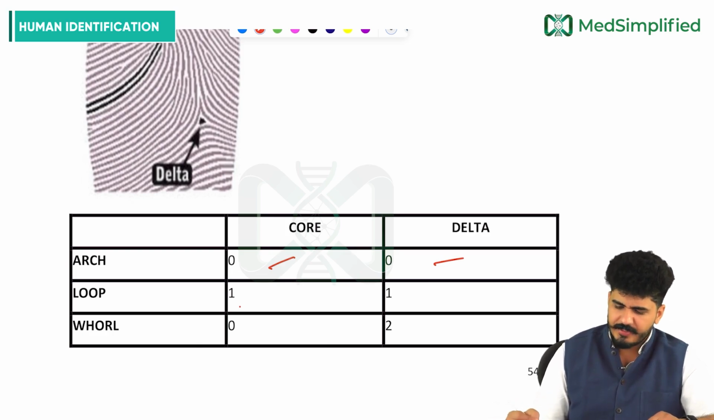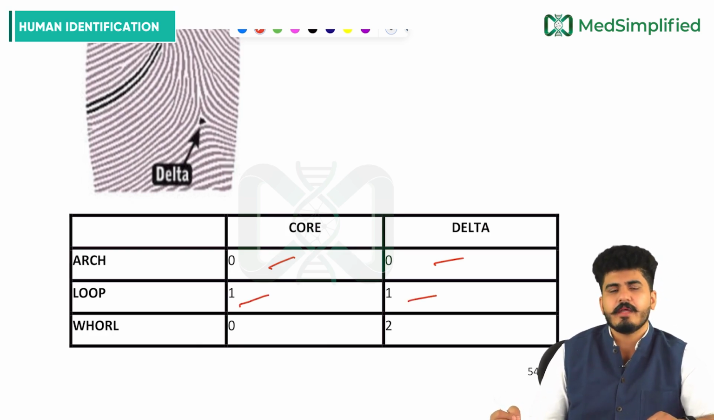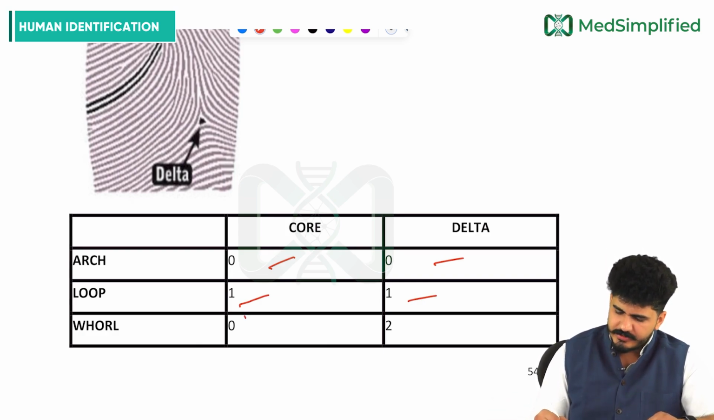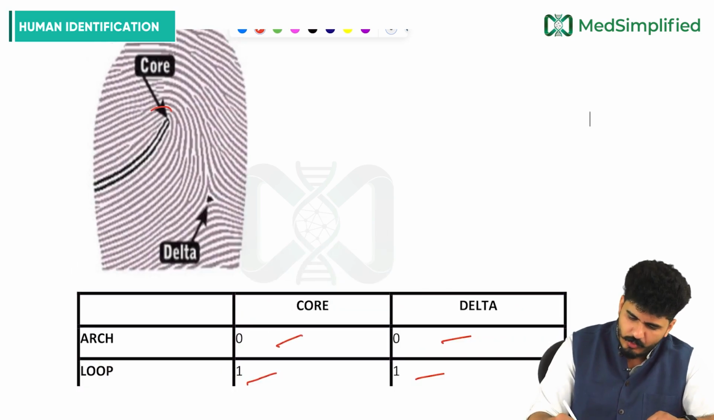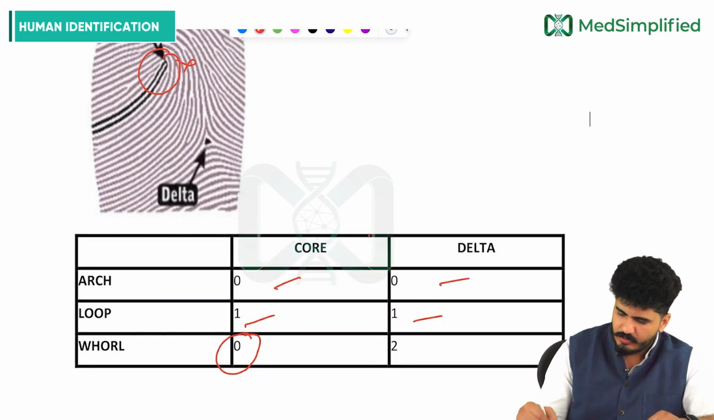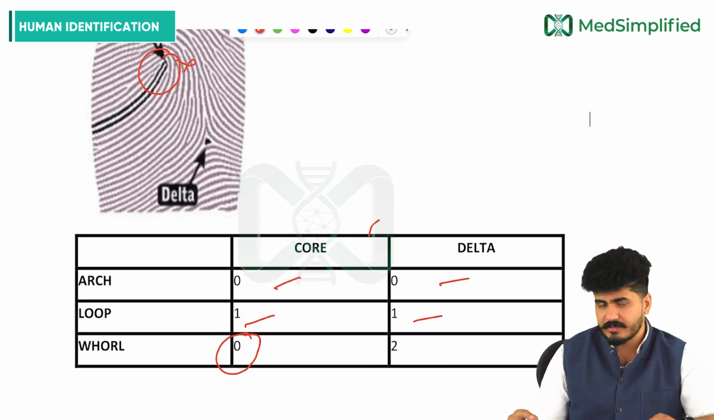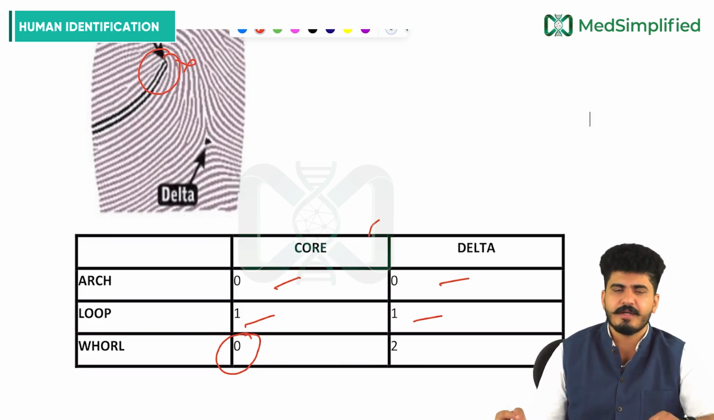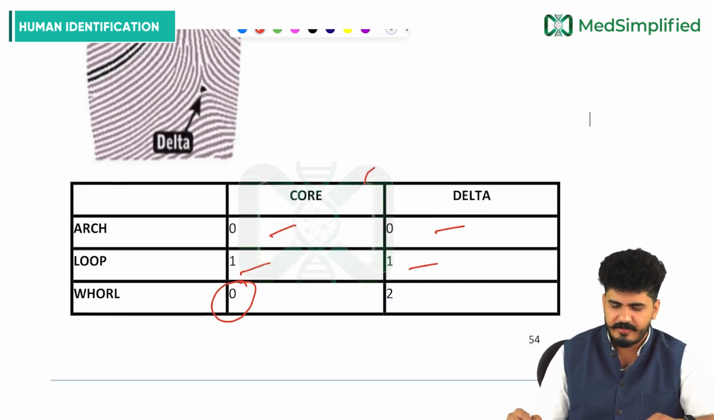In loop type of fingerprint, there is 1 core, 1 delta. In whirl, there is 0 core, my dear friends. But delta, there are 2 deltas in the whirl. This is how we identify the fingerprints at the different levels, my dear friends.